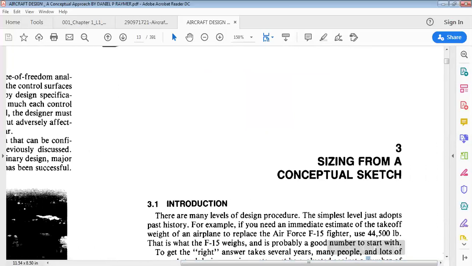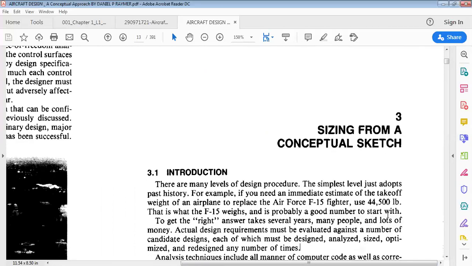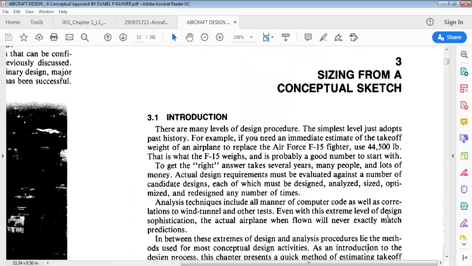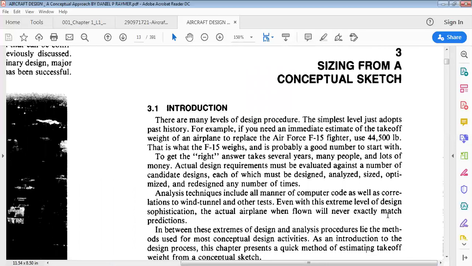Next, when I'm speaking about sizing from a conceptual sketch: once the conceptual sketch is ready, I'm going to do the sizing from it. For example, if I'm taking the F-15 fighter, it uses 44,500 lb. That is the F-15 weight, the total design gross weight of the F-15 aircraft. It's probably a good number to start with. So we'll take the F-15 as an example and start understanding how to do the sizing from a conceptual sketch.